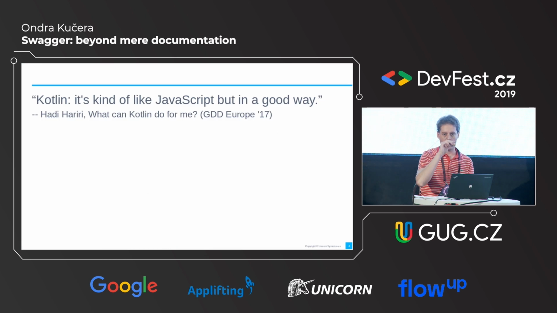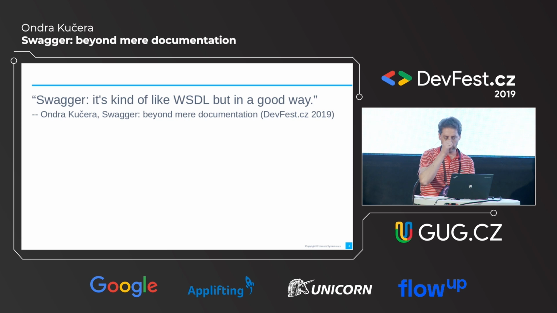Just a quick step sideways. 2 years ago, I saw a presentation about Kotlin, and Hadi Hariri characterized Kotlin as kind of like JavaScript, but in a good way. And I liked it so much that I will be using it today. And I will tell you that Swagger is kind of like WSDL, but in a good way. And I will let this sink in for a while, so that people who are frightened just by seeing WSDL on a slide can leave for an early lunch. No one? OK, good.